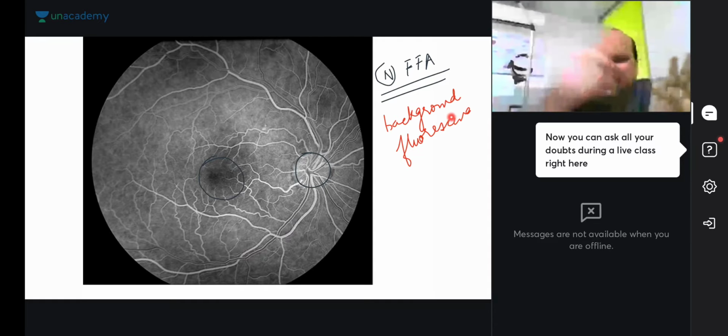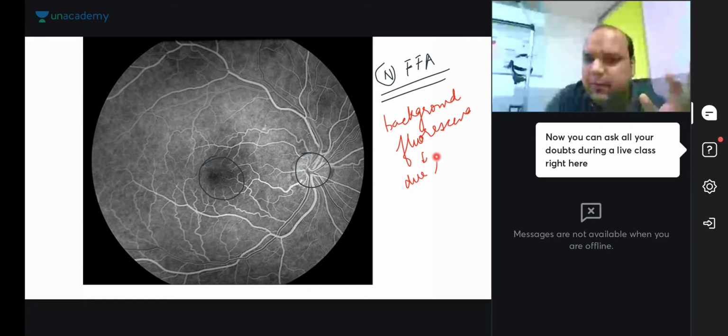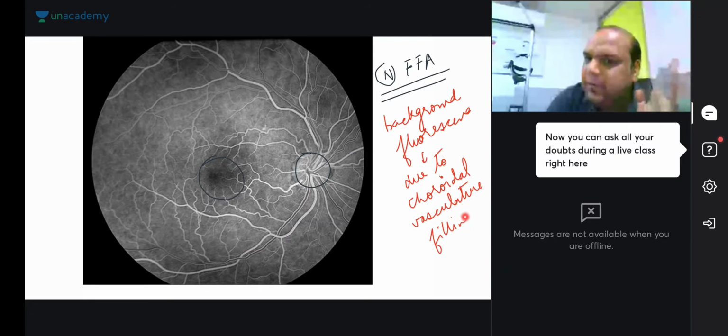Can you see the background is diffusely white? Apart from these retinal blood vessels, the background is diffusely white. This background fluorescence is due to choroidal filling, due to choroidal vasculature filling. This is the normal FFA. Now see the photograph. You understand background fluorescence?